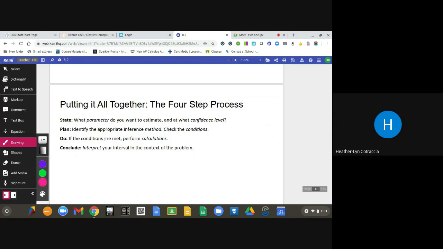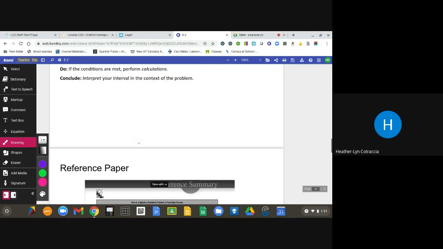If the conditions are met, then you perform the calculations. The do part is everybody's favorite. Most people hate the state and plan. The do and the conclude are pretty easy. That's where you get the math and the numbers. And then your conclude is you interpret. And again, you're going to use my words to interpret. So I'm going to go through a whole process with you.